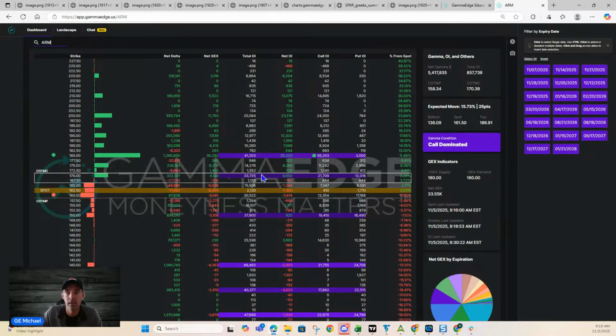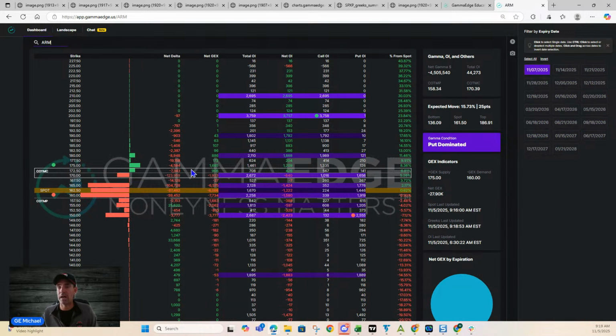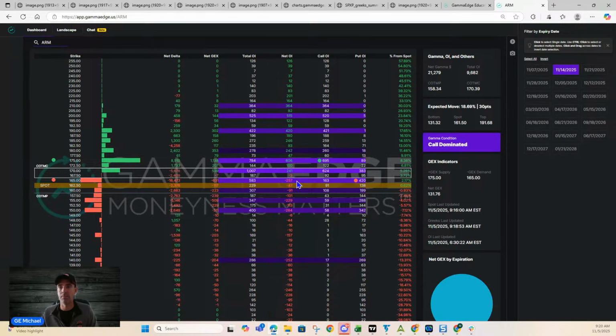ARM, let's look at ARM. Call dominated. Below transition though, it's a little bit weak. 160, 157.50 is where I'd look for some bounce monetization, at least if there's a put speculation to the downside. This week's expiry, 175 PGEX. Below transition though, so a little bit weaker there. You see put dominated. So ARM would not be a stock that I would jump into right away if the market starts turning back to the upside.